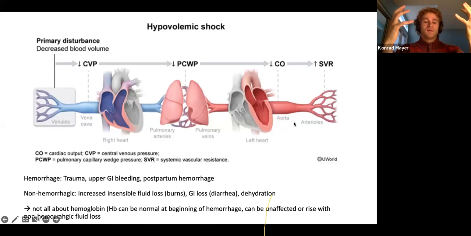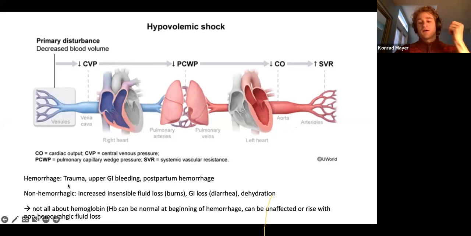What is hypovolemic? The distinction made here is whether it is a hemorrhage or a non-hemorrhagic hypovolemic shock. Hemorrhage is obvious. It can be induced by trauma, by upper GI bleeding from esophageal varices from chronic liver failure, or postpartum hemorrhage. That is in a way easy to diagnose, because if a woman has just given birth to a child and she's postpartum and she's bleeding, we can see that.